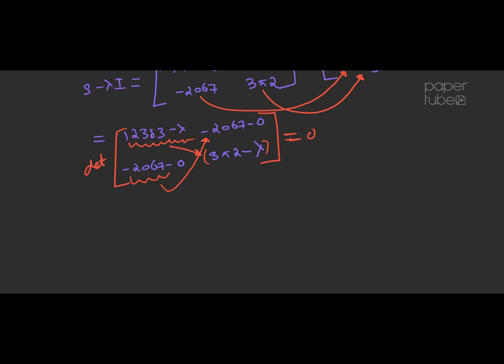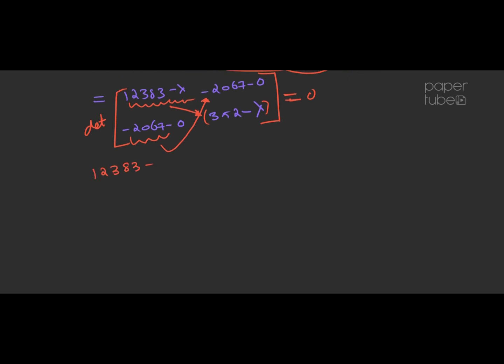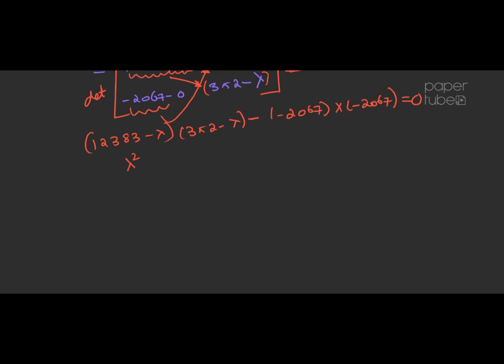And whatever the value you get, that should be equal to 0. So (12383 minus lambda) multiplied by (352 minus lambda), minus 2067 multiplied by again minus 2067, and this should be equal to 0. So if you expand this equation and if you do it correctly, you will get an expression that looks something like that.